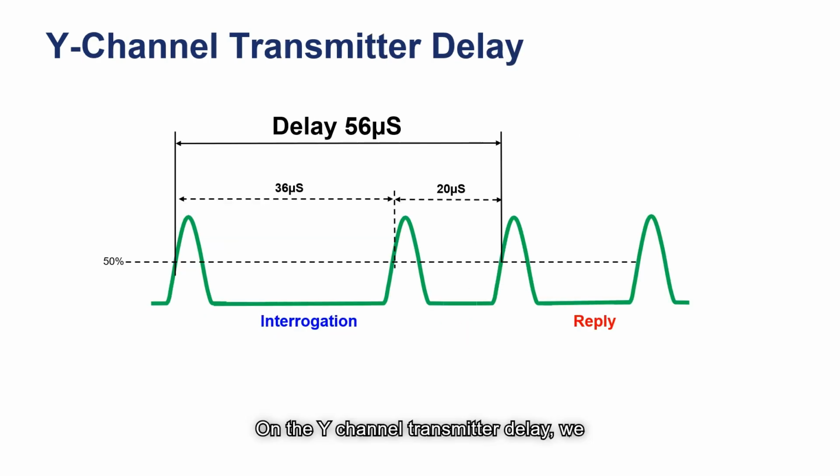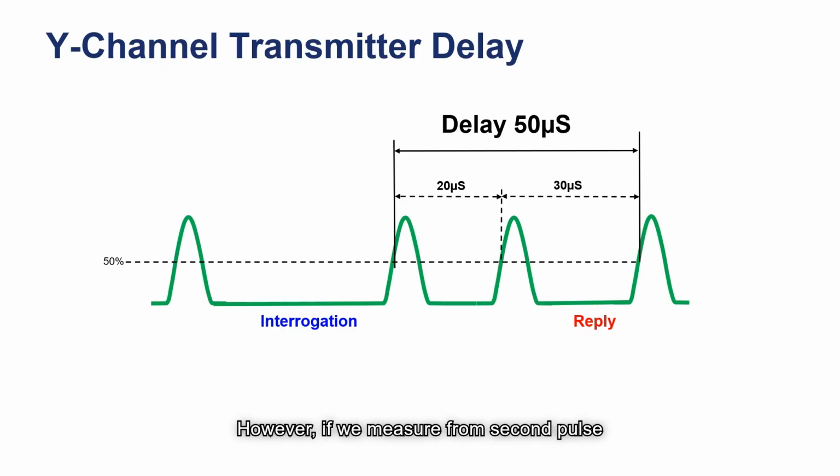On the Y channel transmitter delay, we see in this illustration that when comparing the first pulse of the interrogation to the first pulse of the reply, the overall reply delay is 56 microseconds. However, if we measure from second pulse to second pulse, we see that the delay is actually 50 microseconds. So the aircraft measures the second pulse to the second pulse when calculating distance for Y mode. This allows the 50 microsecond reply delay to remain constant no matter what mode is being used, X or Y.